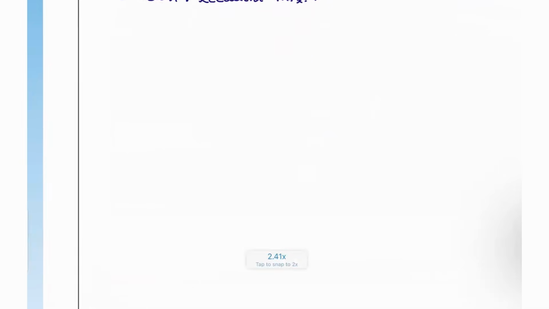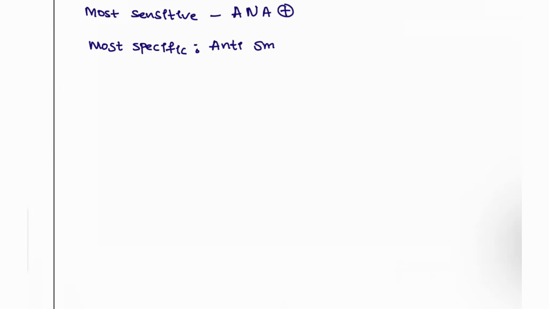Next, coming to the antibodies, which are more important in systemic lupus erythematosus. Not the symptoms, but the antibodies are very important. The most sensitive will be anti-nuclear antibodies. But these are sensitive for lupus, and they are always seen in all autoimmune conditions. Then what is the specific one? The most specific is anti-Smith antibodies.